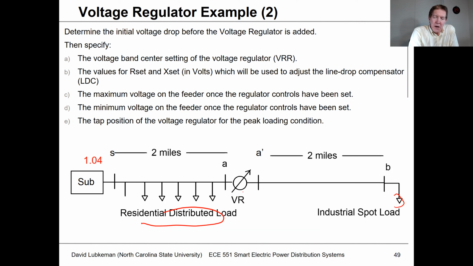We'll put a regulator in the circuit, and we'll have a couple buses, a bus A and a bus B. If I put that line regulator in the circuit, that's going to create a new bus, which I would call bus A primed. The substation has some voltage regulation as well, but we won't be too concerned about that. We're just going to assume it's at some sort of set point.